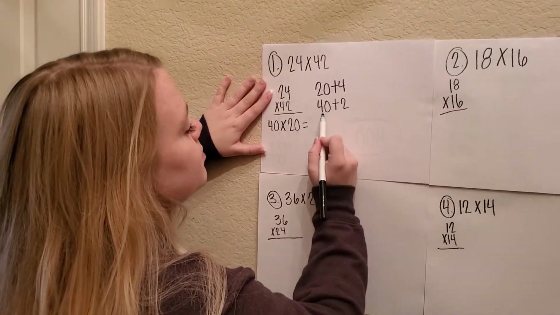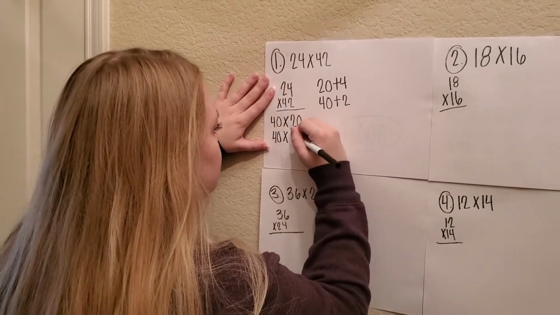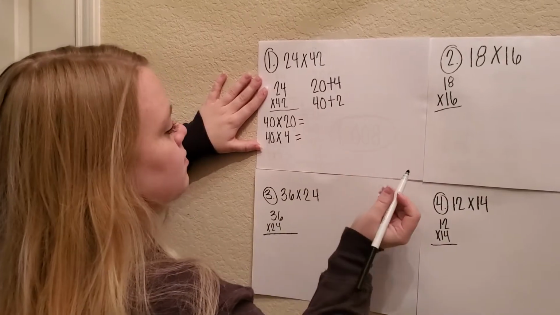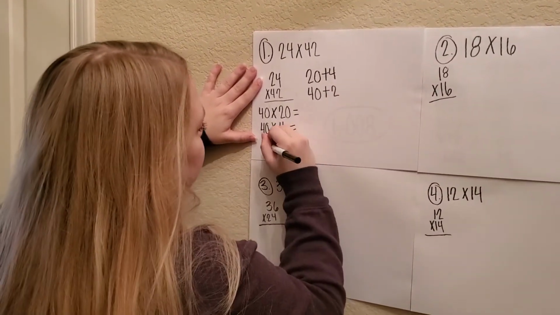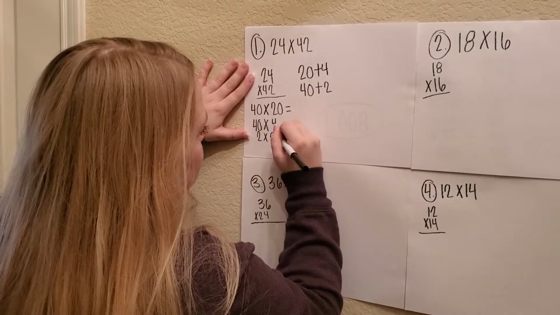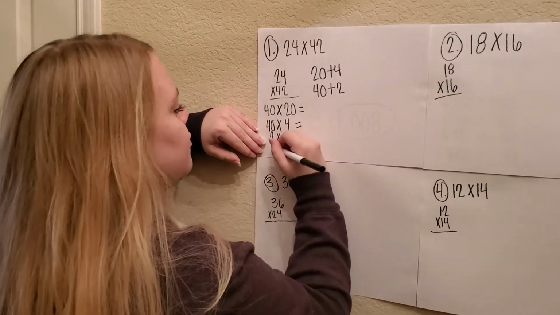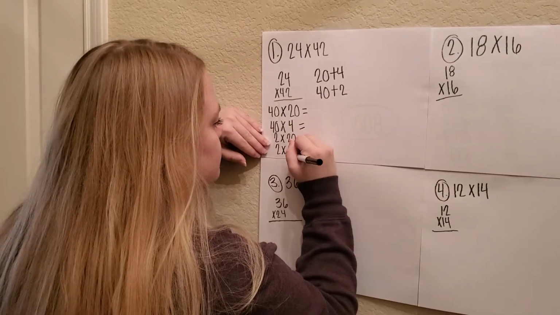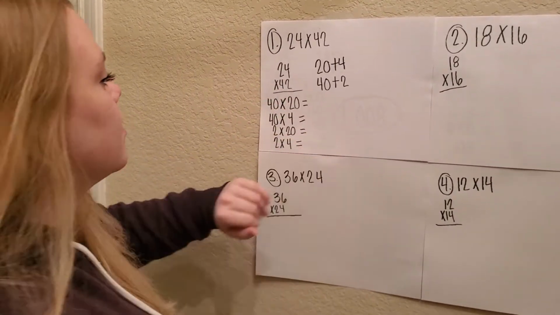All right, so now I'm going to multiply 40 times 4. Okay. Now I'm going to take the 2 and multiply it times 20. And last but not least, take the 2 and multiply it by 4. Now I'm going to work these out.